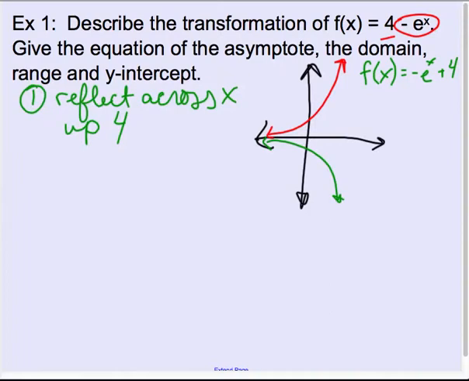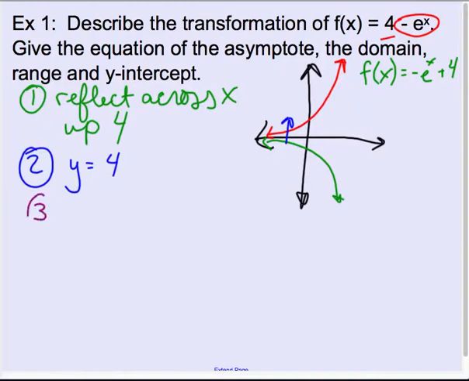Next, we're going to find the equation of the asymptote. So remember, the original equation for an exponential function is y equals 0. It's the x-axis. But when the graph gets shifted up 4, it shifts the asymptote as well. So now it's y equals 4 is the equation of the asymptote.